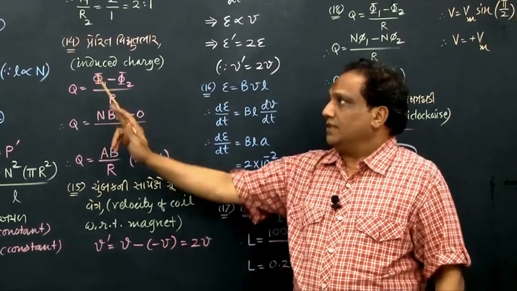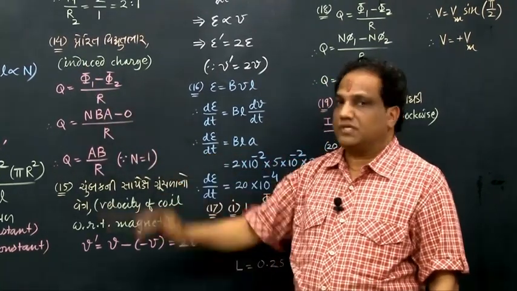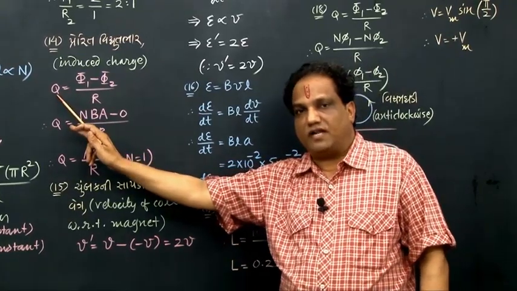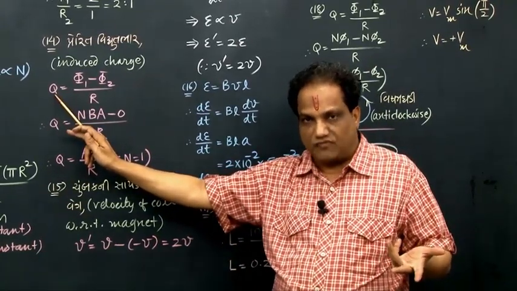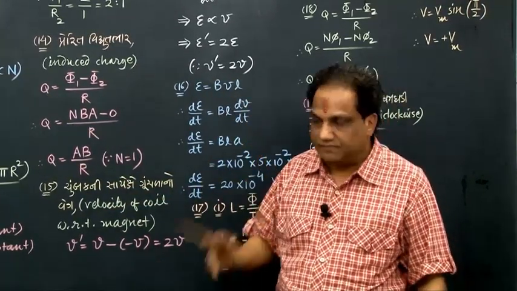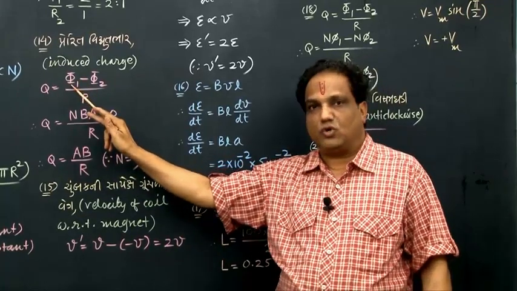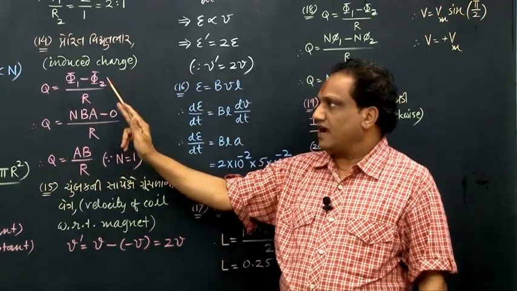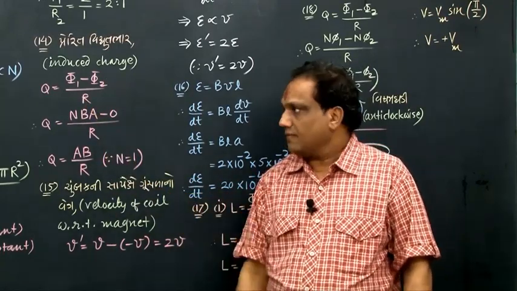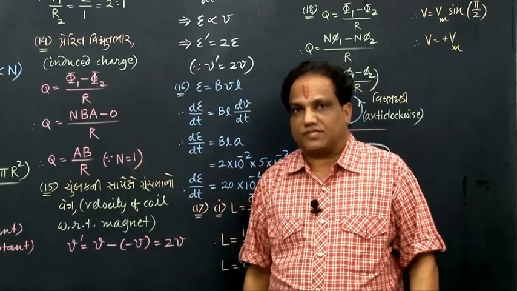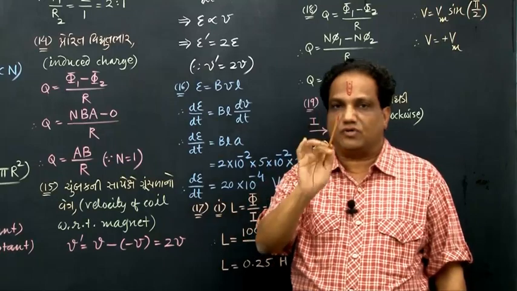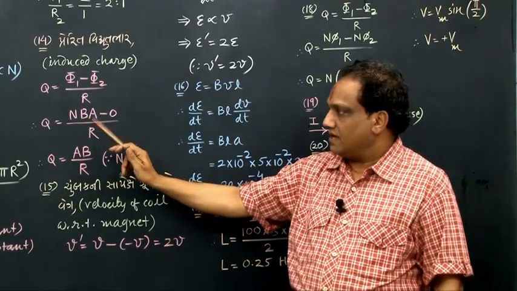Look, they have asked about induced charge. Have you remembered this same formula we had derived earlier for induced charge? What was the formula? Capital Phi 1 minus capital Phi 2 upon R. What is this? Initial total magnetic flux. This is the final total magnetic flux, and this is the resistance. Now, initial magnetic flux we know by the formula NBA cos theta. Theta is 0 degrees, cos 0 is 1, so NBA.